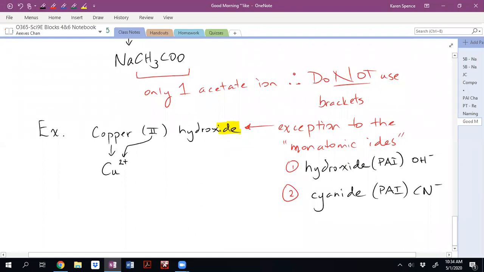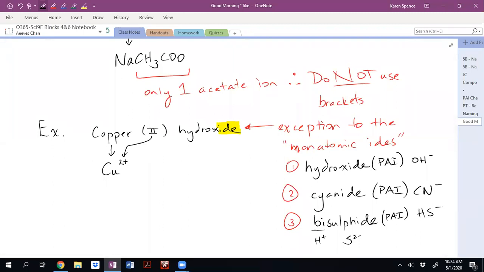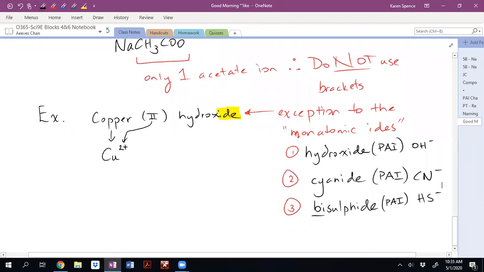Oh, there's one other one I forgot about. Oh, gee, there's a third exception, and that is bisulfide. And if you remember, if we have that bi at the beginning, that means we attach an H plus. So we're attaching an H plus to a sulfide. So together, it's a polyatomic ion. That's going to be HS minus. So just watch out for those ones. "Ide" almost always means monatomic, but not for these three exceptions. So take care when looking them up.